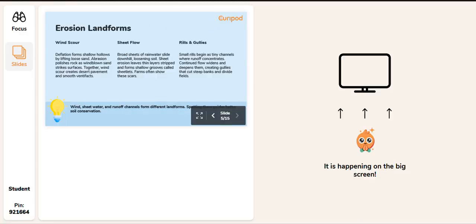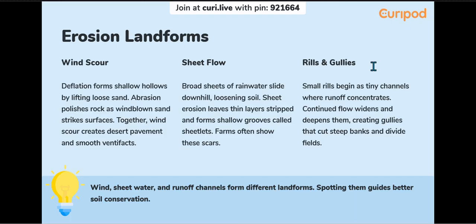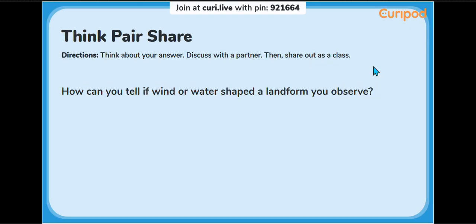So anyways, now rills and gullies. Small rills begin as tiny channels where runoff concentrates. Continued flow widens and deepens them, creating gullies that cut steep banks and divide fields. Wind, sheet water, and runoff channels form different landforms. Spotting them guides better soil conservation. I'm going to skip this activity. If you want to do it, you can put your answers in the comments and I will get back to you.